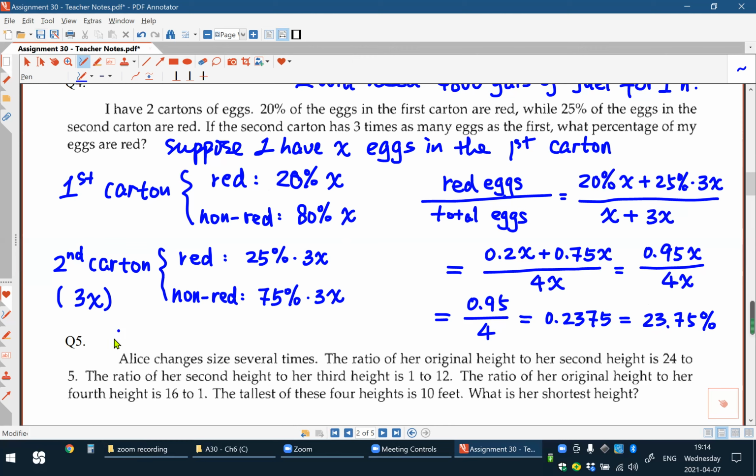Okay, so let's make the conclusion. Therefore, 23.75% of my eggs are red. Okay, have a look at this. Any questions?